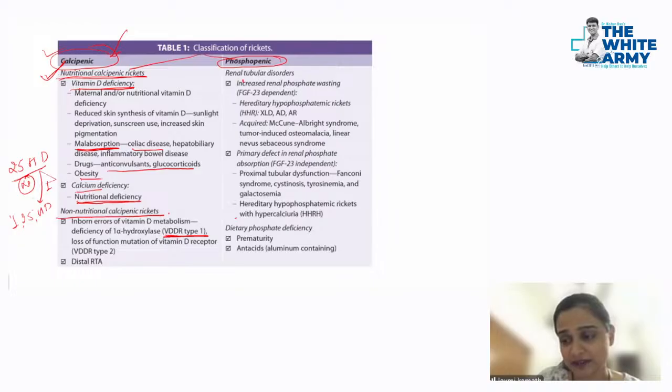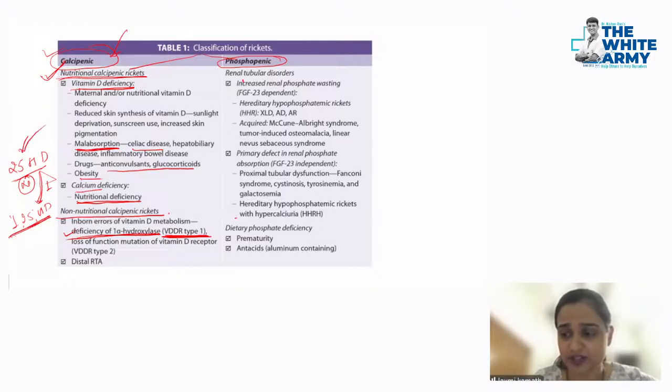So if this conversion doesn't happen, biochemically your blood will show that vitamin D is normal, but the active form of vitamin D is not there, because of which vitamin D function doesn't happen. So that is your vitamin D dependent rickets type 1, due to deficiency of 1-alpha hydroxylase. So this is your first inborn error of vitamin D metabolism. The second is, this conversion happens normally.